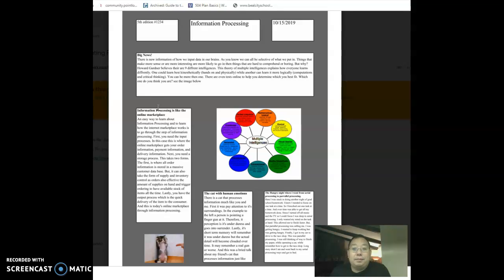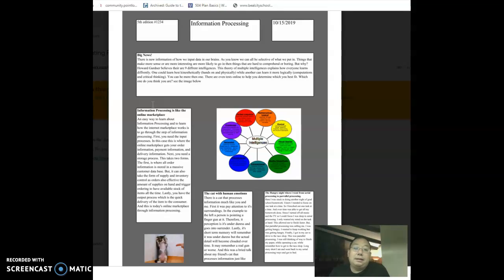One of the things I wanted to talk about, which I thought was really interesting, is an article in this paper that I found, and I have a picture of it here in the background. It was called Information Processing is Like the Online Marketplace. I never knew information processing could be like Google or Amazon, but I was reading this article, and it made a lot of sense to me.